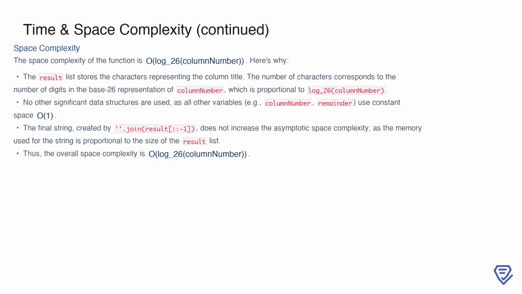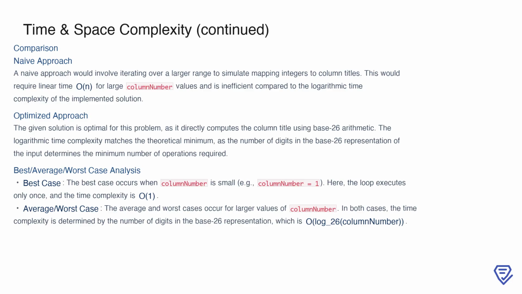When comparing approaches, a naive method might involve iterating through all numbers up to the given column number to map them to their corresponding column titles. This would result in linear time complexity, n, which becomes inefficient for large inputs. In contrast, the optimized solution leverages the mathematical properties of base 26 arithmetic to compute the column title directly. By reducing the input size logarithmically at each step, the time complexity is minimized to log_26, column number, which is the theoretical lower bound for this problem based on the number of base 26 digits.